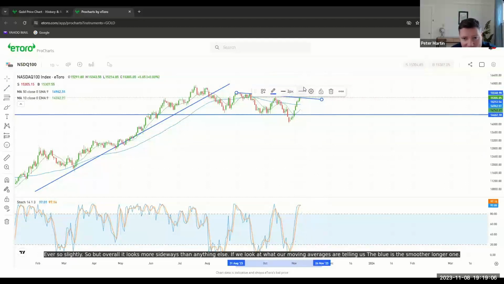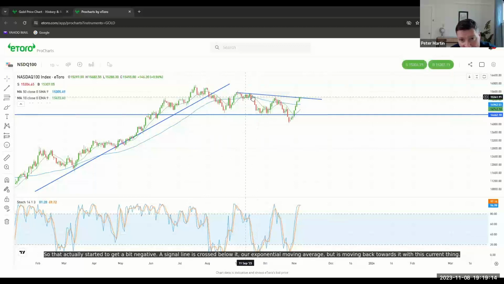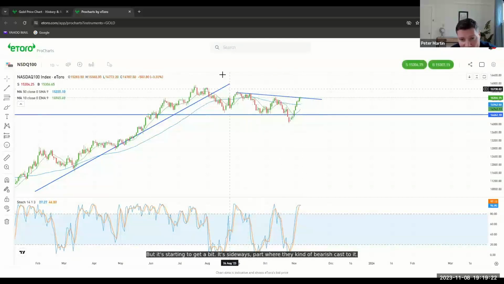If we look at what our moving averages are telling us, the blue is the smoother, longer one, and that has actually started to get a bit negative. Our signal line has crossed below our exponential moving average, but is moving back towards it. It's sideways, but with a kind of bearish cast to it.